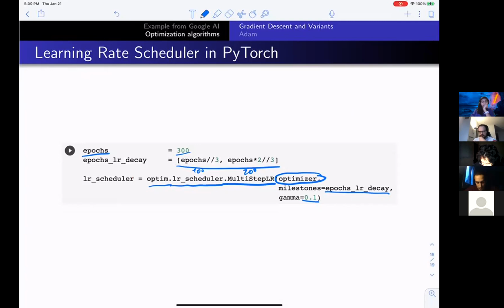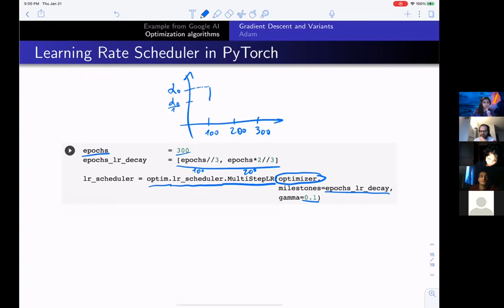So to be precise, here's the picture. This is epoch 100, this is epoch 200, this is epoch 300, this is alpha 0, let's say, which is the initial learning rate. Then at epoch 100, you're decreasing it by a factor of 10. So this would be alpha 0 divided by 10. Then it would be fixed for 100 epochs. And then at epoch 200, you decrease it by a factor of 10. And that would be alpha 0 divided by 100. Does this make sense?